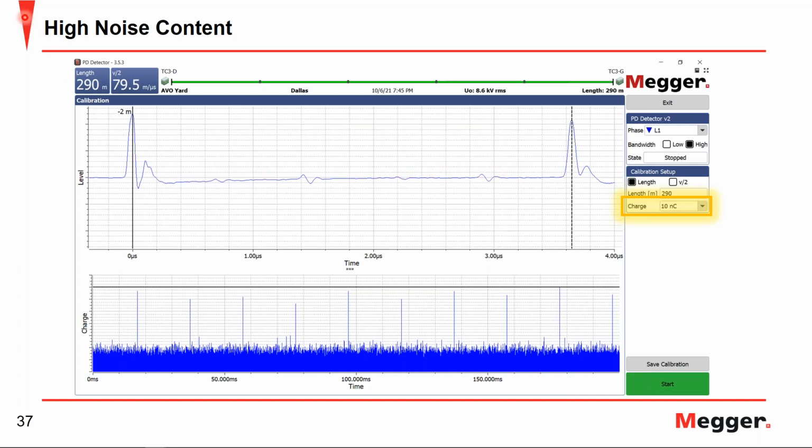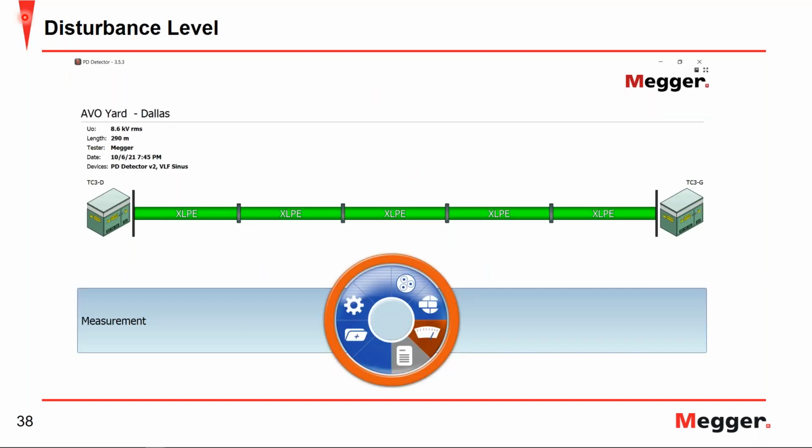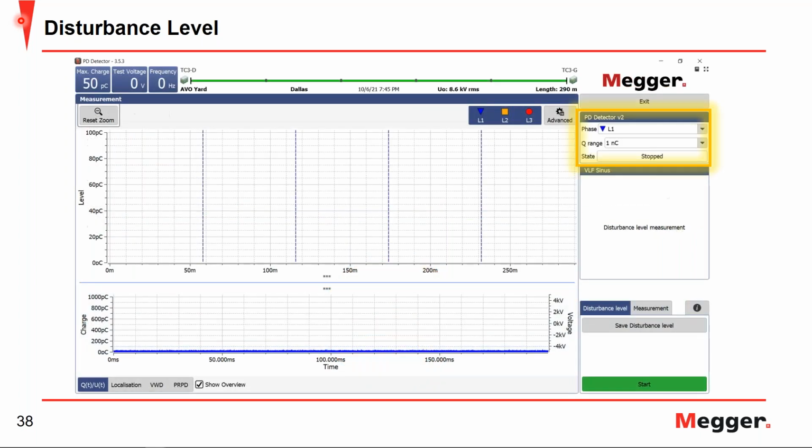Now I went ahead and moved forward with the first calibration, just our 1 nanocoulomb. And now you can see I saved the calibration, and the software is telling me we're ready for our disturbance level and high voltage measurement. So the first thing again we want to do is make sure that our settings are correct, where our phase is correct and our Q range is correct. We injected 1 nanocoulomb, so let's keep it at 1 nanocoulomb at the moment. We'll see what happens whenever we change that.